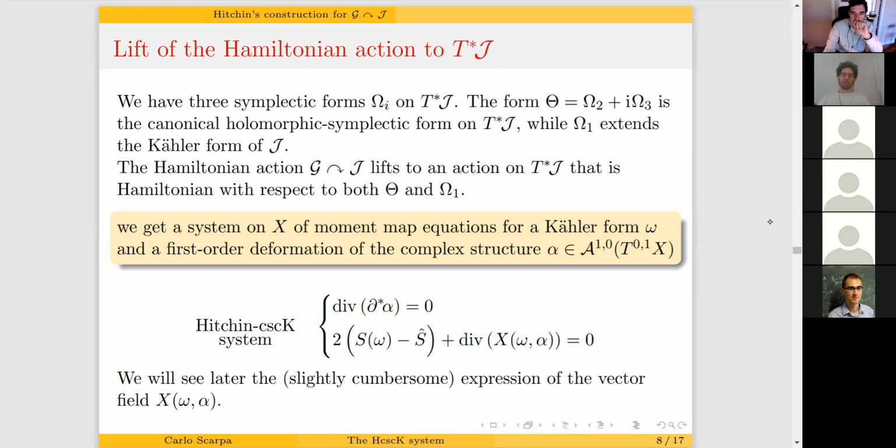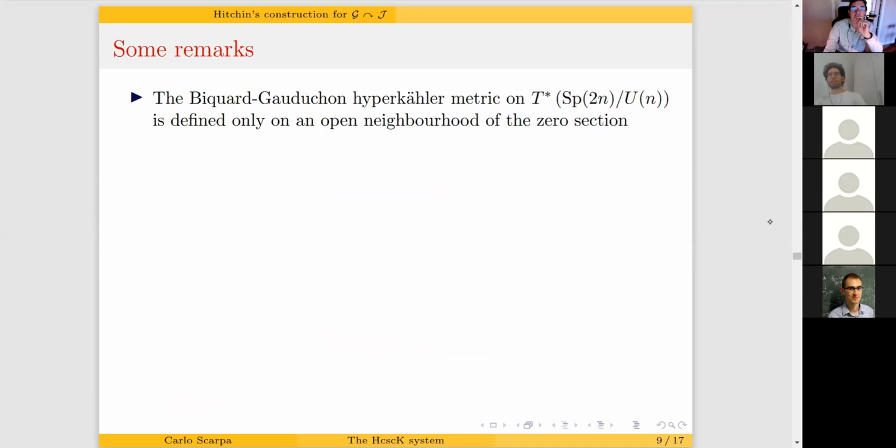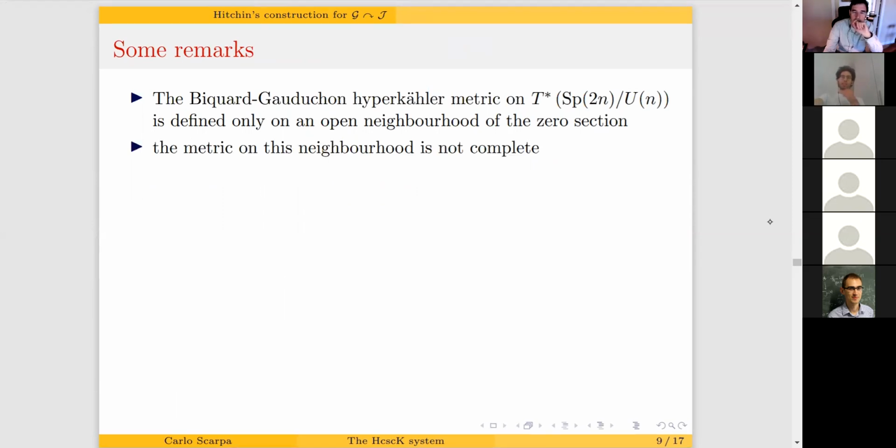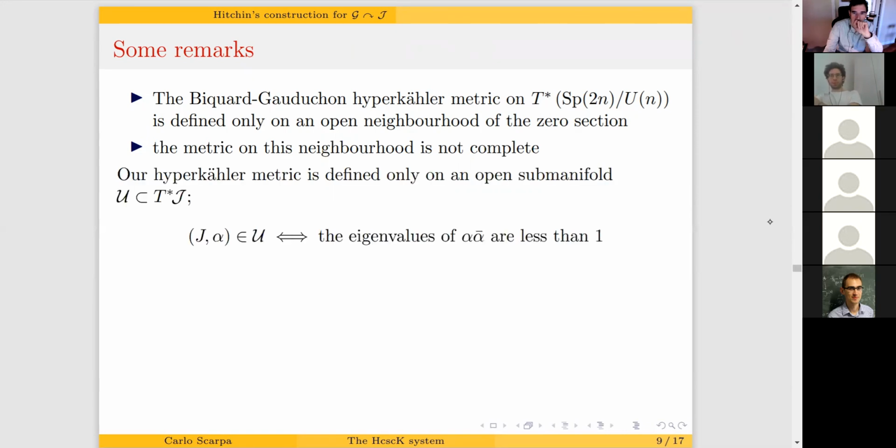And also because to write down its expression, I first have to make some remarks on the geometry of this infinite dimensional hyperkähler manifold, T star J. Okay, so the first remark is that the hyperkähler metric defined by Biquard and Gauduchon is not defined on the whole space, but just on an open neighborhood of the zero section. Moreover, this metric is not complete on this neighborhood. So this is an issue for many reasons. And it forces us to consider a hyperkähler metric defined just on an open submanifold of the cotangent space of J.